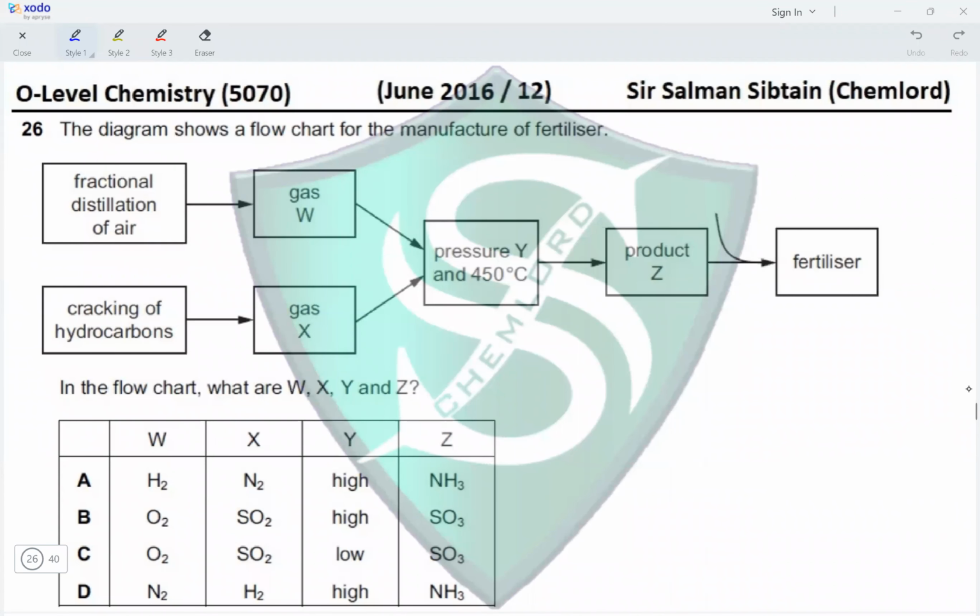Question 26. The diagram shows a flow chart for the manufacture of fertilizer. Fractional distillation of air produces gas W, which is nitrogen, because that is obtained from fractional distillation of air, and cracking of hydrocarbon produces hydrogen gas. These two, when subjected to a pressure of Y and 450 degrees Celsius, so the pressure has to be 200 atmospheres in the Haber's process.